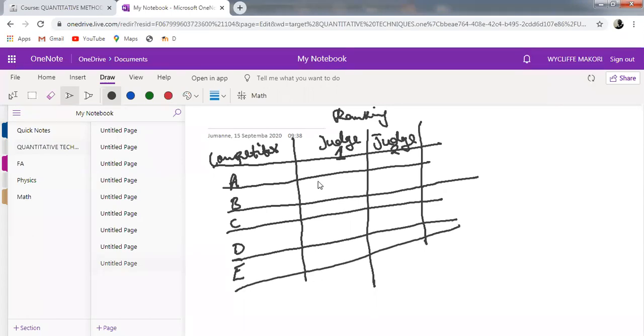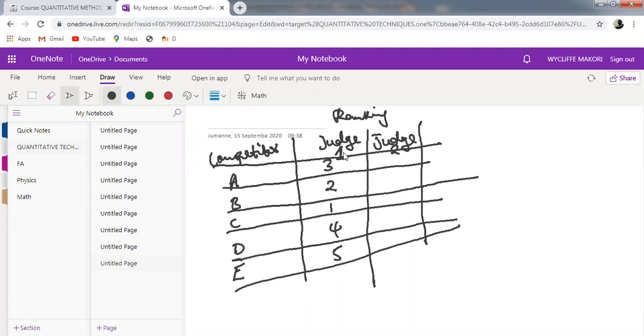So according to Judge 1, competitor C was number 1, but D maybe was number 4. This one was number 5. This one was 3, and this one was 2. So in this case, they must rank in a scenario whereby there is number 1 all the way to number last.